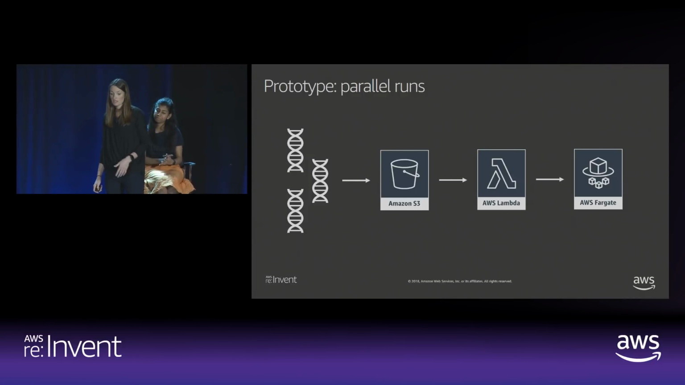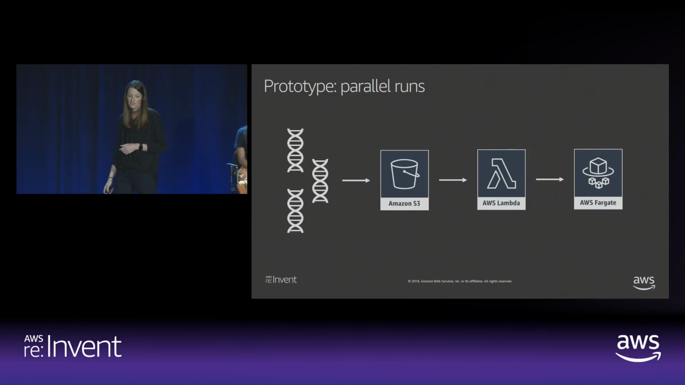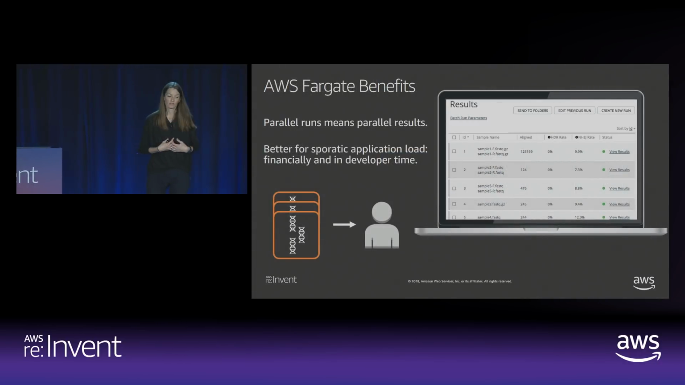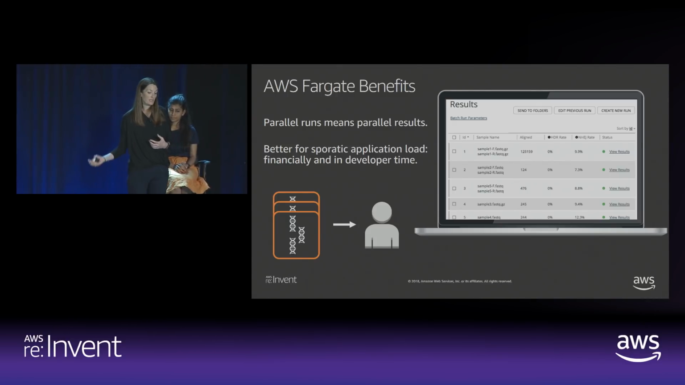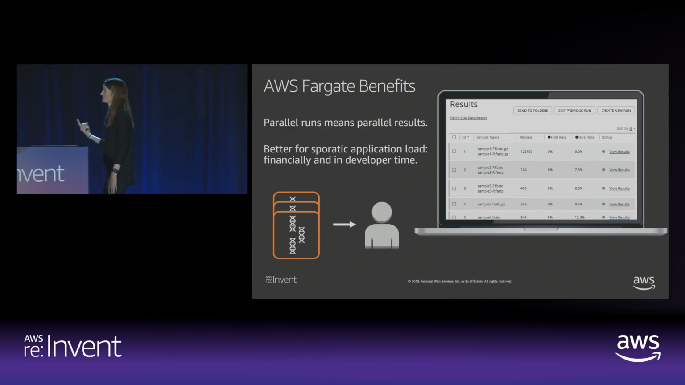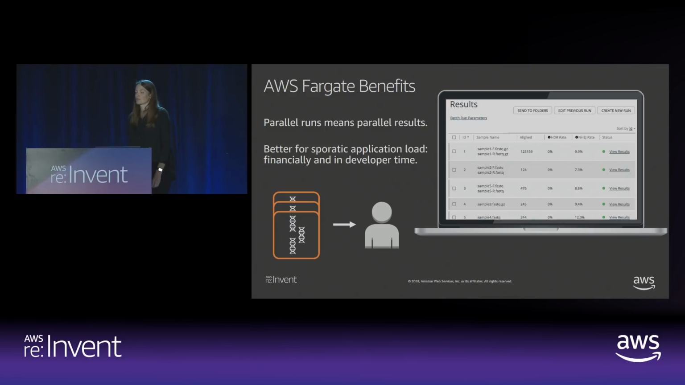So this worked really well. Once those containers finished, they would write any files back to S3. And so we were happy with this prototype. We were able to run this application in parallel so that all those containers were running at the same time so we can get those results back to the customer. Some kind of an unintended benefit is that parallel runs mean parallel results.